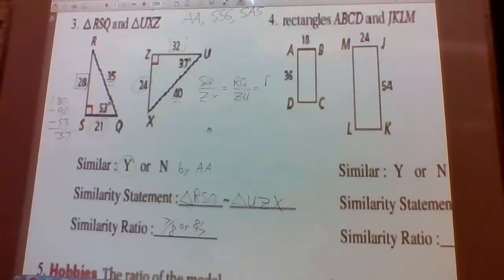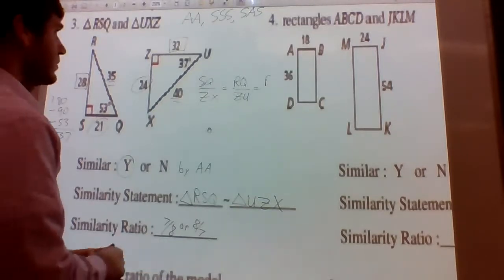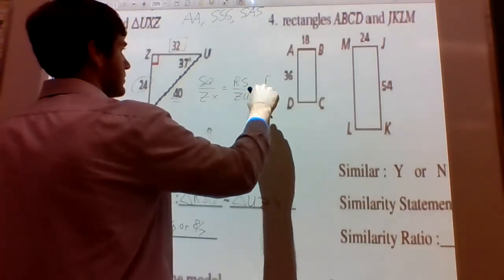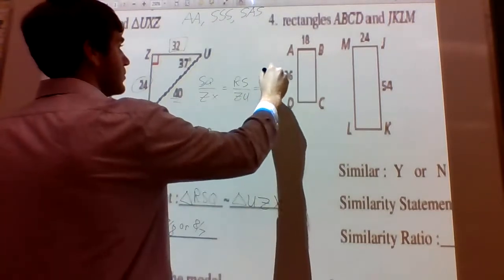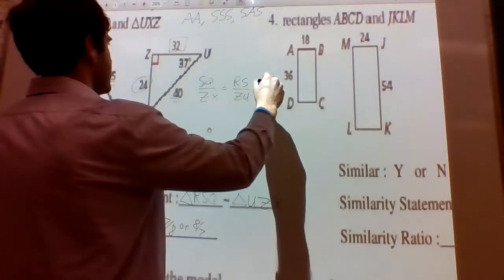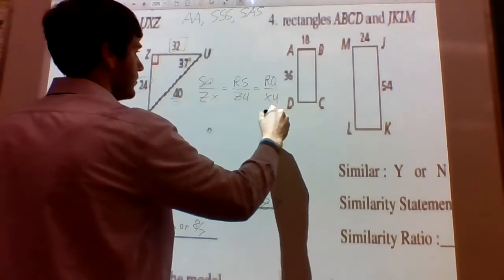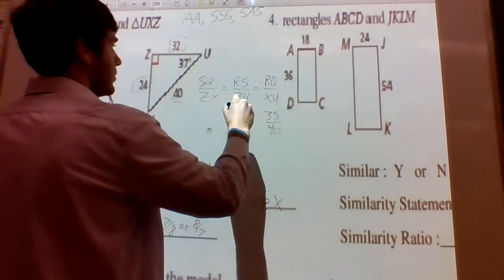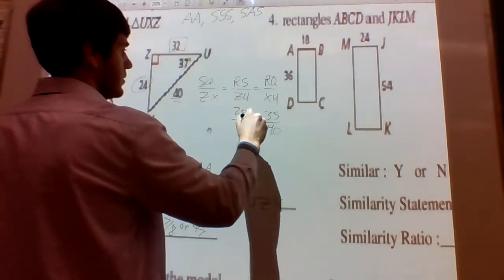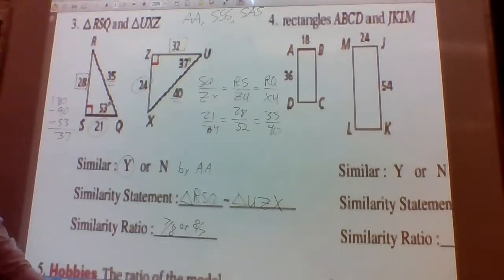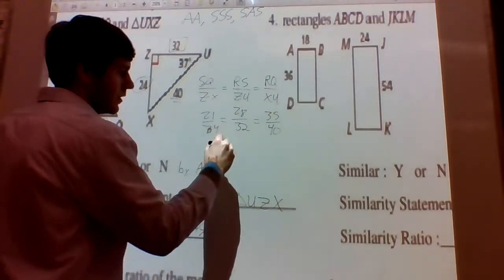What about RS and ZU? RS and ZU. RQ and XU. Right, so that's going to be 35 out of 40, 28 out of 32, and 21 out of 24. Okay, all those fractions reduce to 7/8.